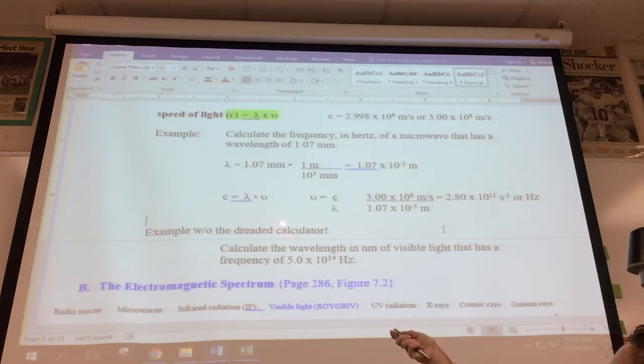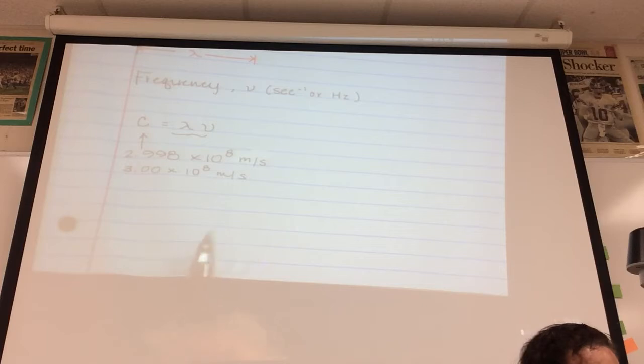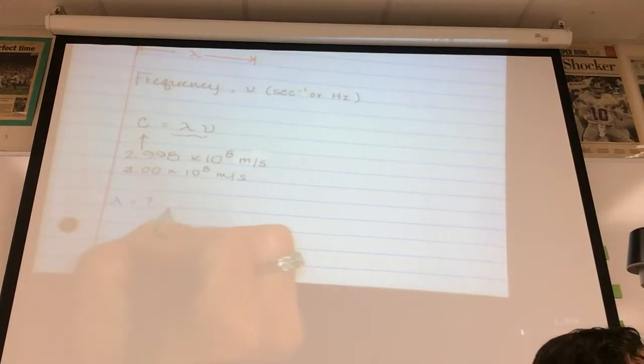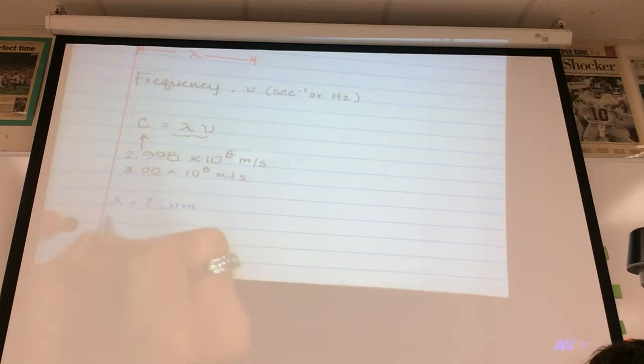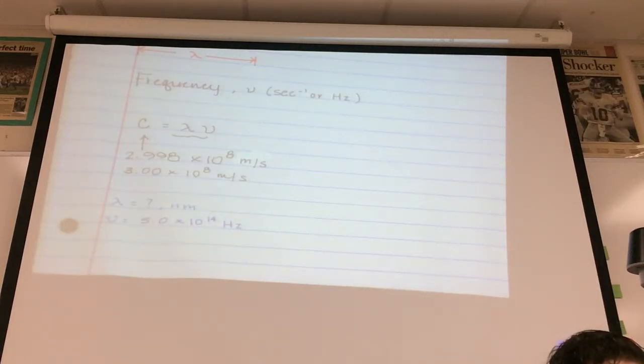All right, let's look at the example without the calculator. Let me show you how you can do this without a calculator. Here you go. It says calculate the wavelength, and they want it in nanometers, of visible light that has a frequency of 5.0 times 10 to the 14 hertz. The lambda looks like a plus sign in Google Docs. Oh well. It doesn't convert at all.